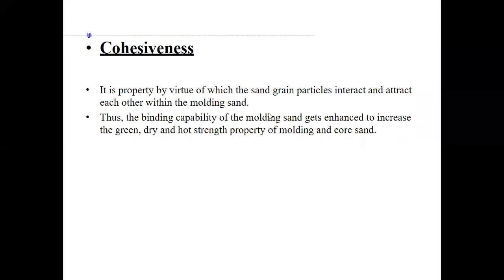So cohesiveness is also required, right? The sand particles should stick to each other, so that you have this binding capability. And we add certain binders also so that we have good strength, good binding property.